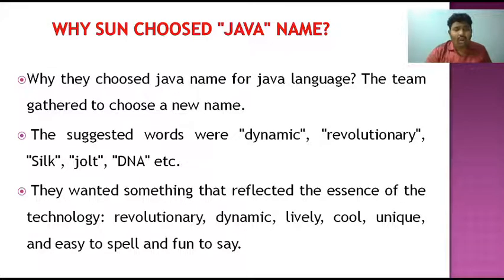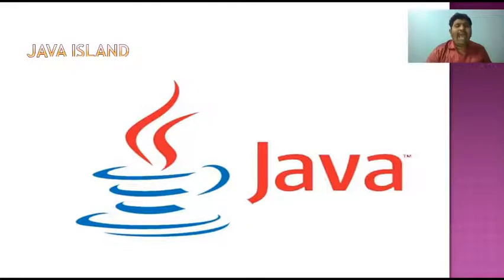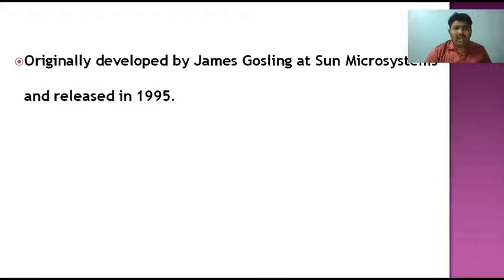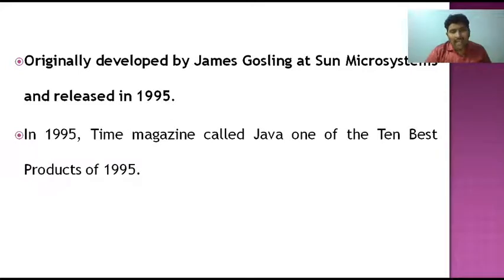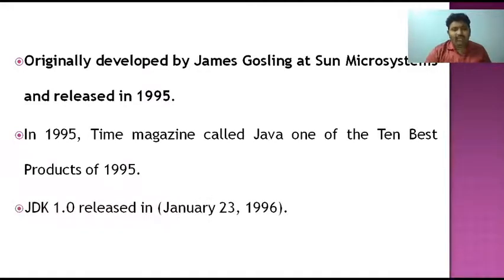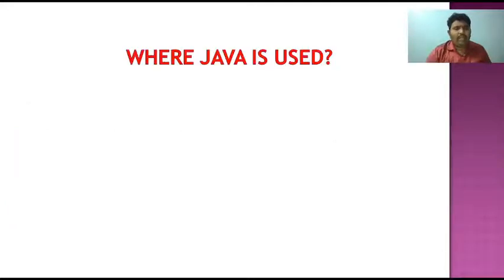That's why they called this programming language Java, and the symbol they have chosen for it is a hot cup, a very hot coffee cup. Originally, the Java programming language was developed by James Gosling at Sun Microsystems, and they released it in the year 1995. Time magazine called Java one of the 10 best products of the year 1995. After that, the first market version was released in 1996 with the name JDK 1.0.